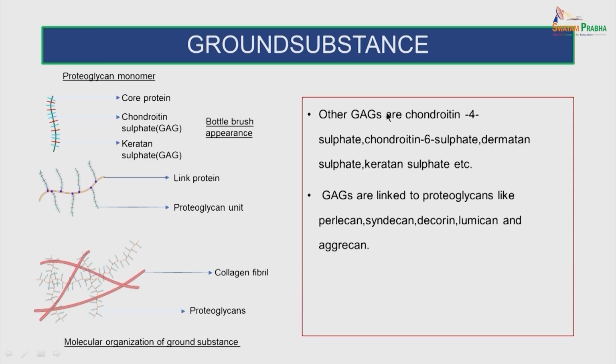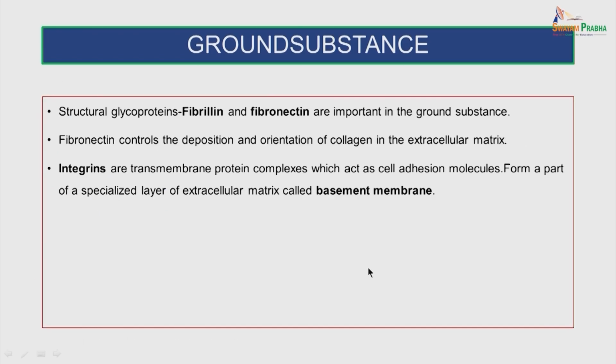Other glycosaminoglycans are chondroitin 4 sulfate, chondroitin 6 sulfate, dermatan sulfate and keratan sulfate. The glycosaminoglycans are linked to proteoglycans like perlecan, syndecan, decorin, lumican and aggrecan. The structural glycoproteins are fibrillin and fibronectin. They are important in the ground substance. Fibronectin controls the deposition and orientation of collagen in the extracellular matrix.